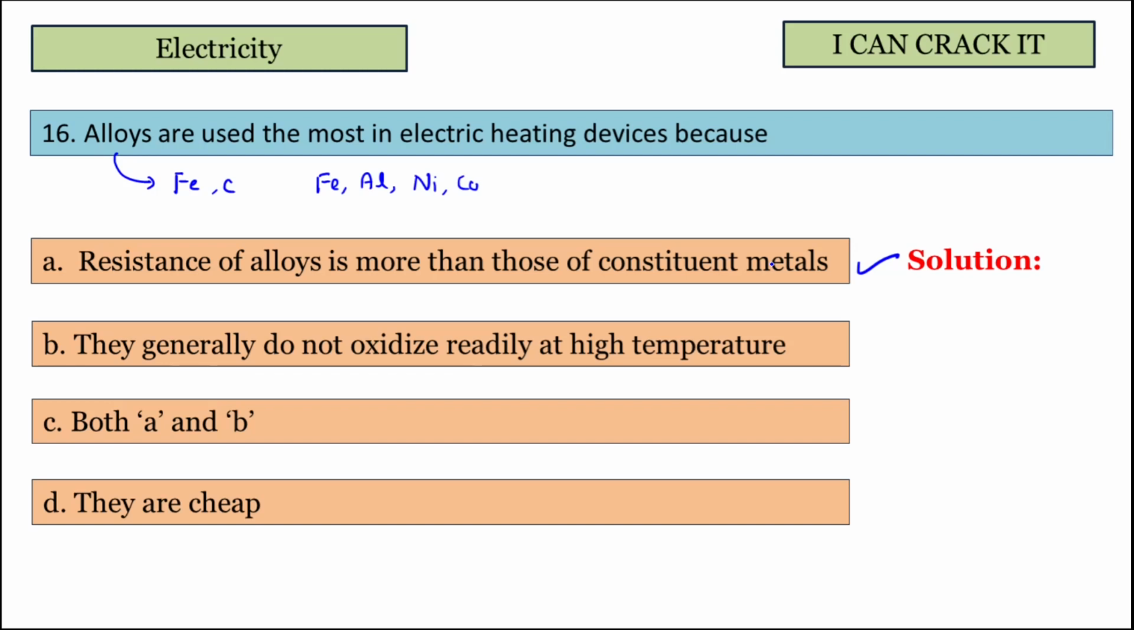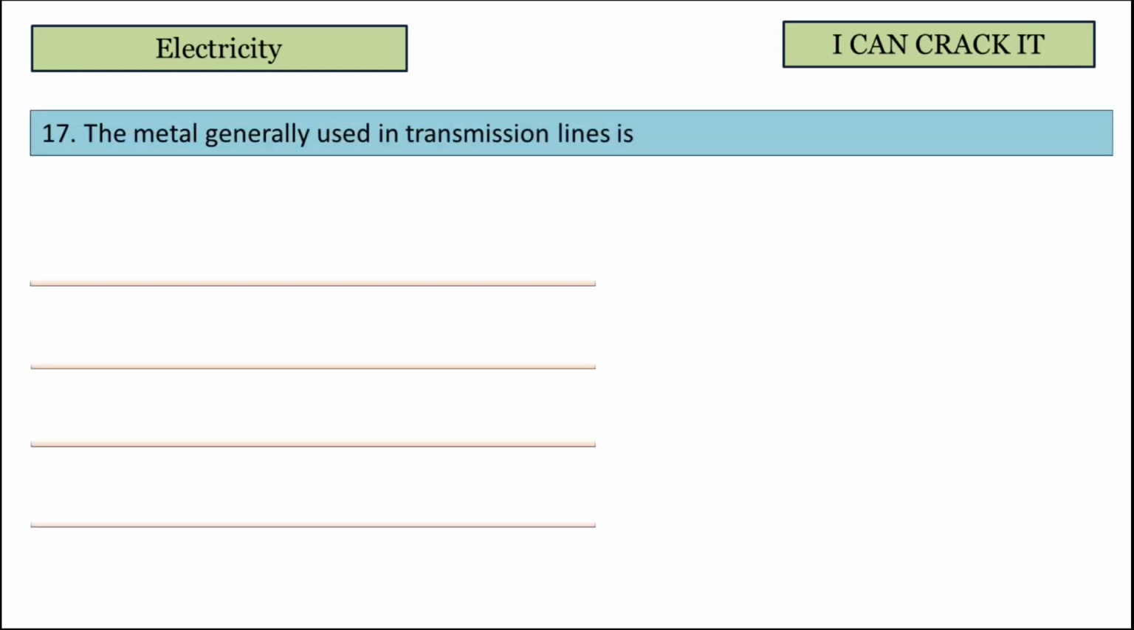Steel generally doesn't get rusted, right? So the rusting is nothing but the process of oxidation, right? So they generally do not oxidize readily at high temperature. Both are correct. So which option should you select? Option C, both A and B, because both A and B are correct. Right. Let's see the next one now.